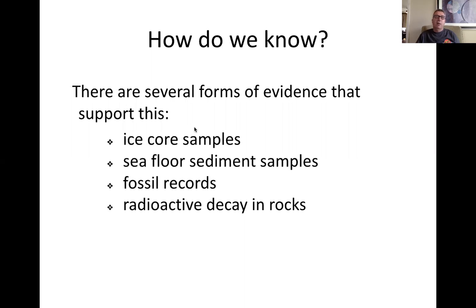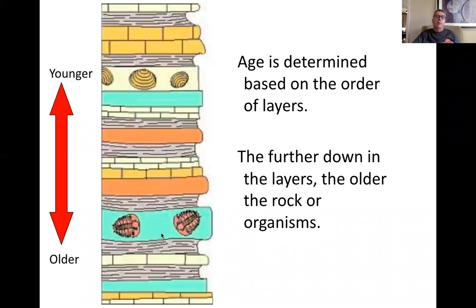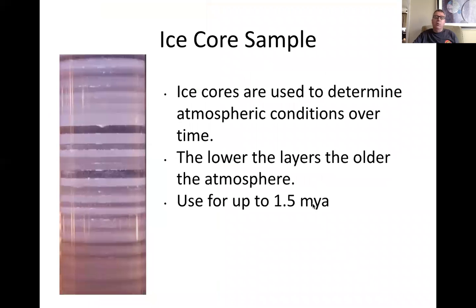And evidence to support this, we have ice core samples, seafloor sediment samples, fossil records, and radioactive decay in Earth. So this is fossil age, we can do this with both the ice core samples and rock samples. This is what we call relative dating. Lower down, the organisms are older than the ones above, right? Age is determined based on the order of the layers. The further down, the older the organism.